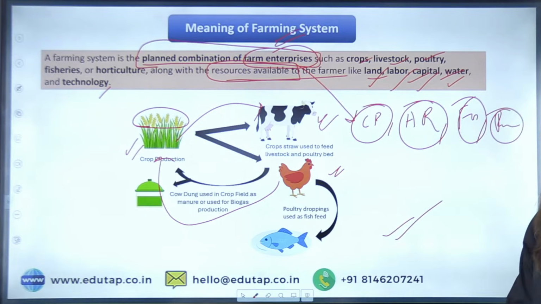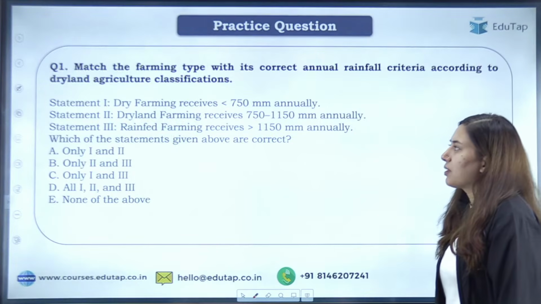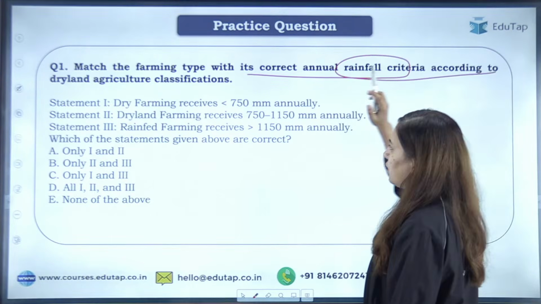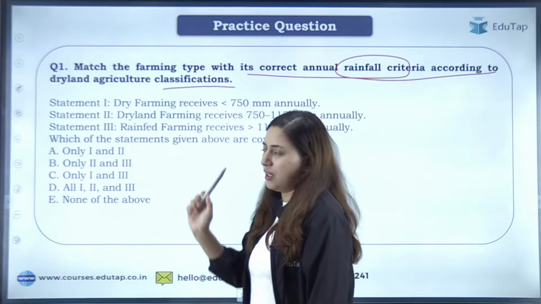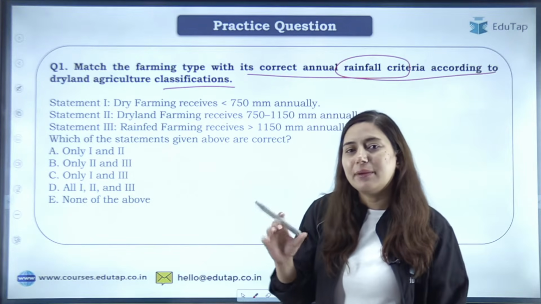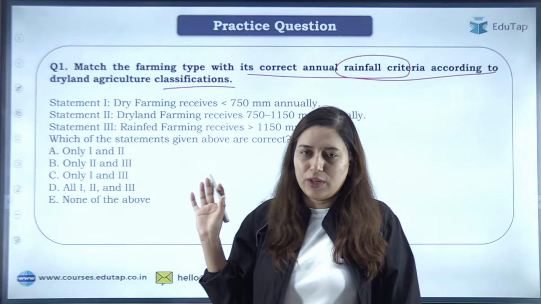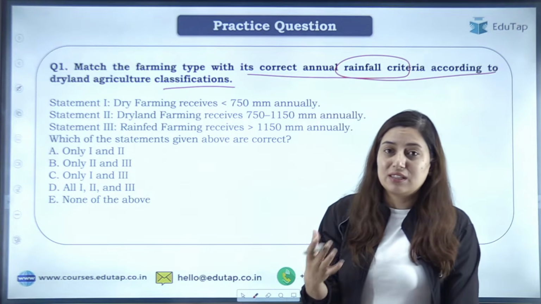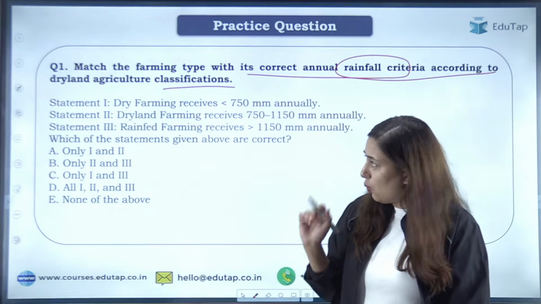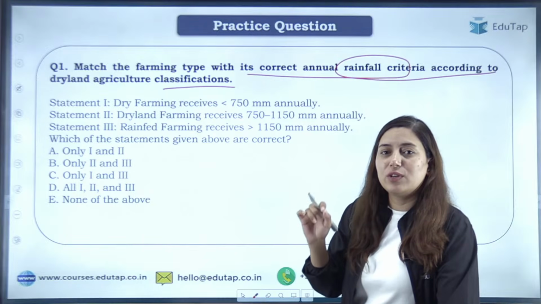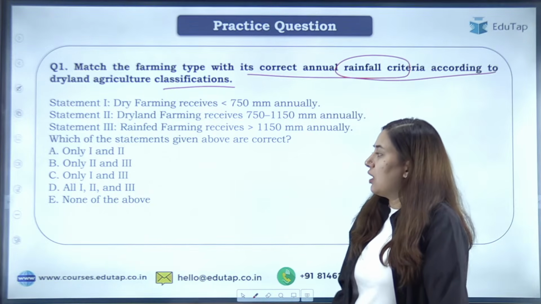Now let's see the question. The first question of the day is: match the farming type with its correct annual rainfall criteria according to the dryland agriculture classification, right? So students, farming system is of varied types. There are different types of farming systems, okay? And farming systems have been classified on different bases. One of the bases is the rainfall that is received by any particular region, right? That is what is asked of you.